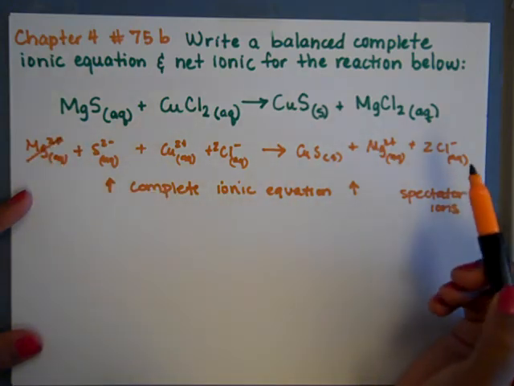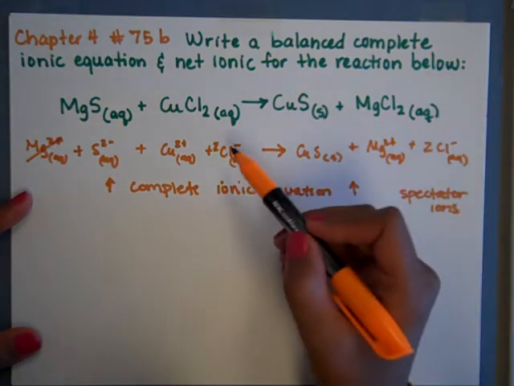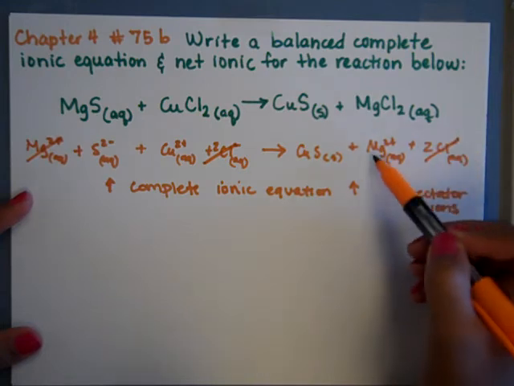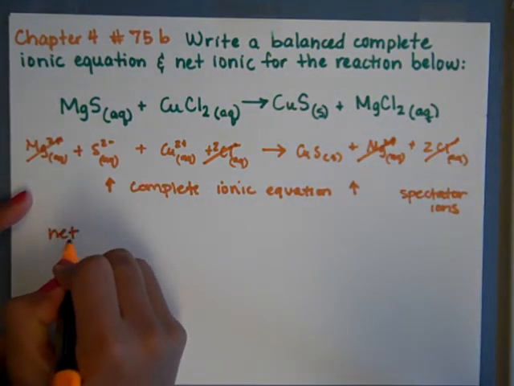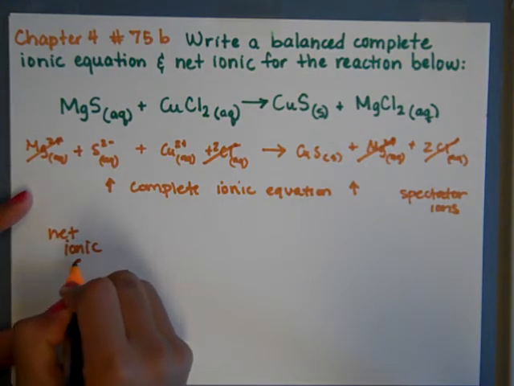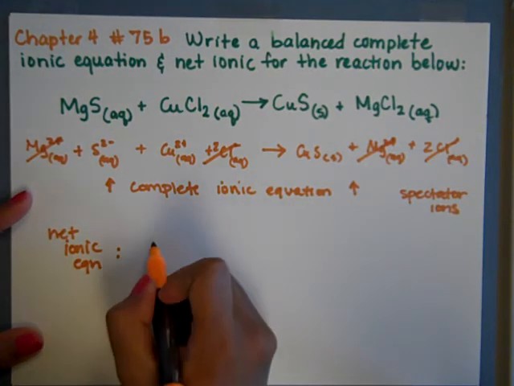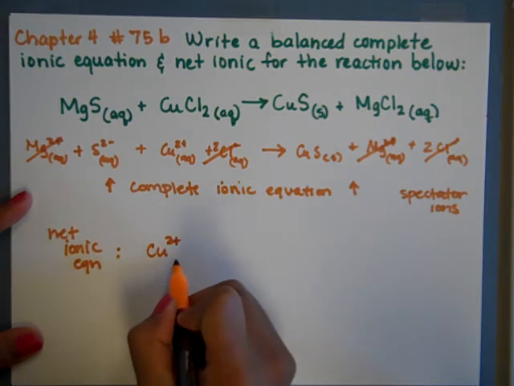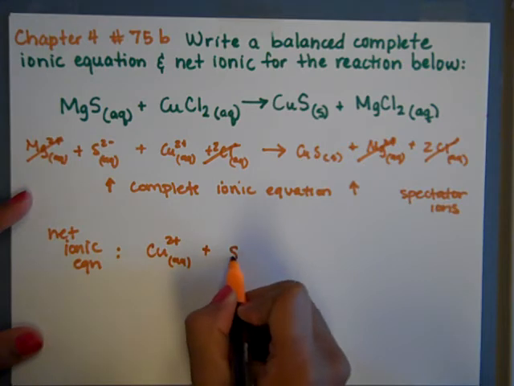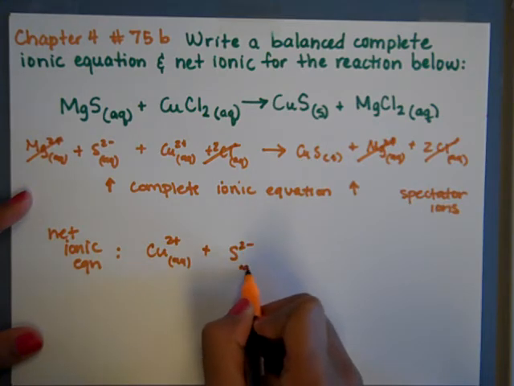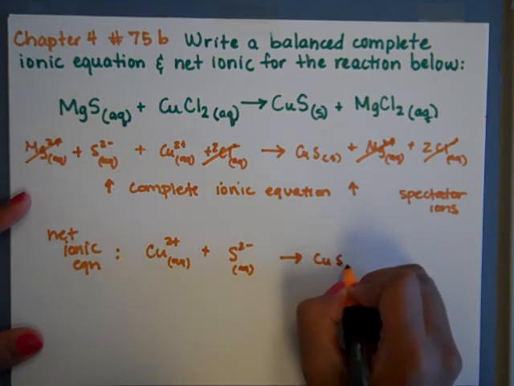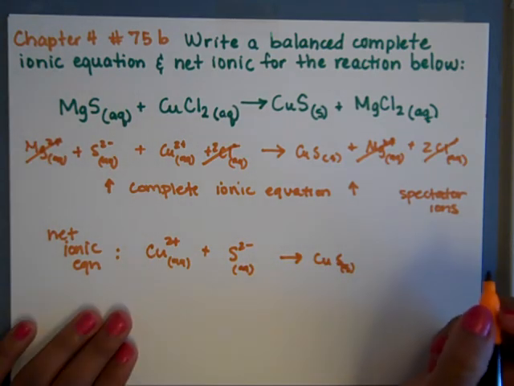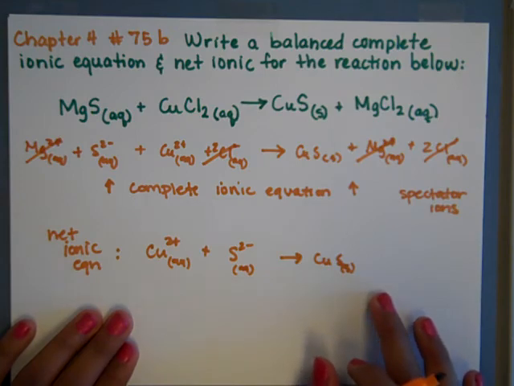We don't need magnesium, and we don't need the 2 chlorines, and they cross off from both sides. So now our net ionic equation will simply be Cu2+ aqueous plus S2- aqueous will form CuS solid. That is our net ionic equation.